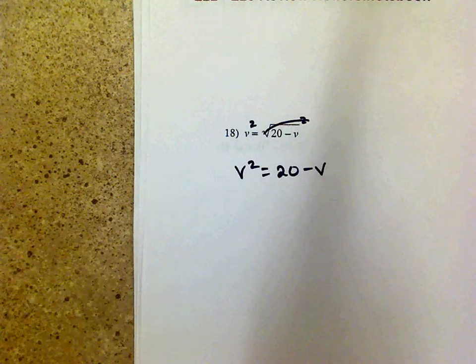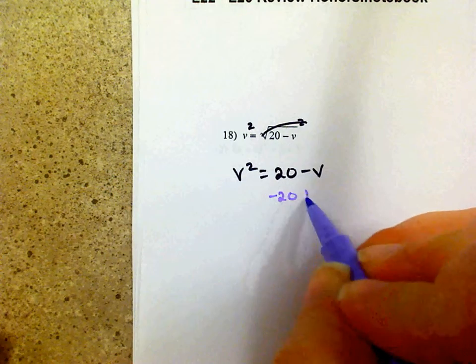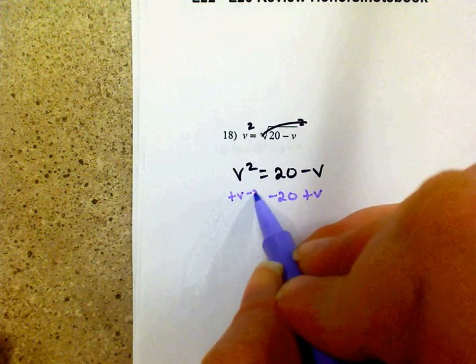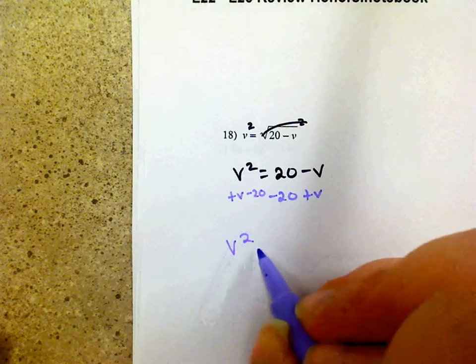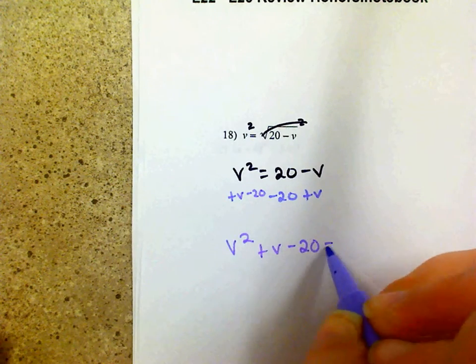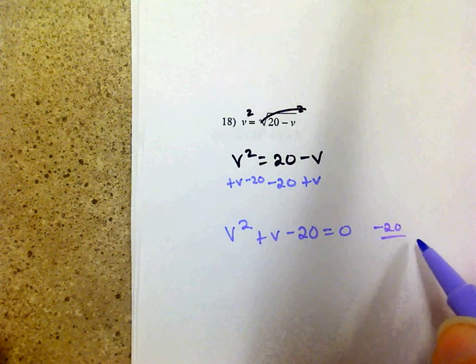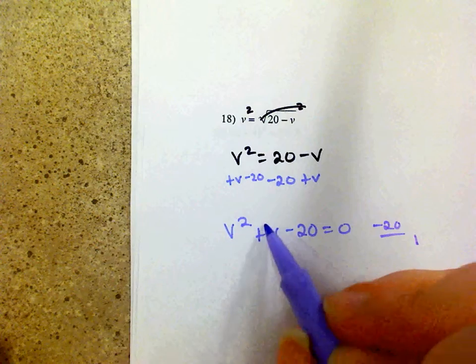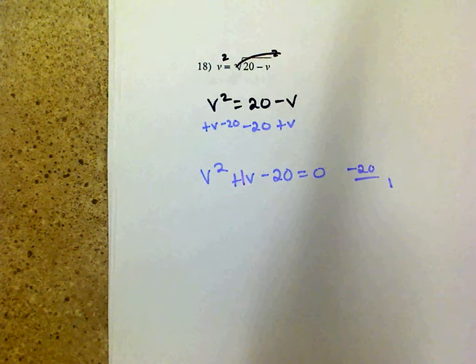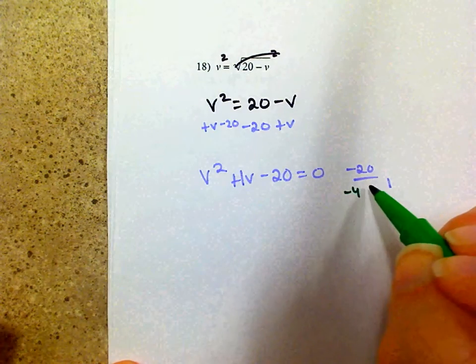So V squared plus V minus 20 equals 0. I need to factor. Are there factors of negative 20 that add up to the 1, which is the number on the inside? Factors of 20 that add up to 1 are negative 4 and positive 5. So (v minus 4)(v plus 5). The answers are 4 and negative 5.